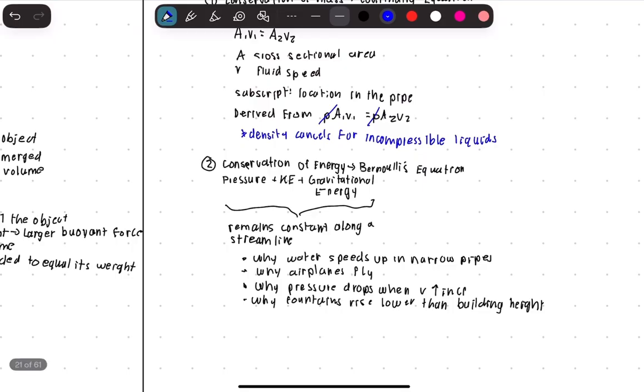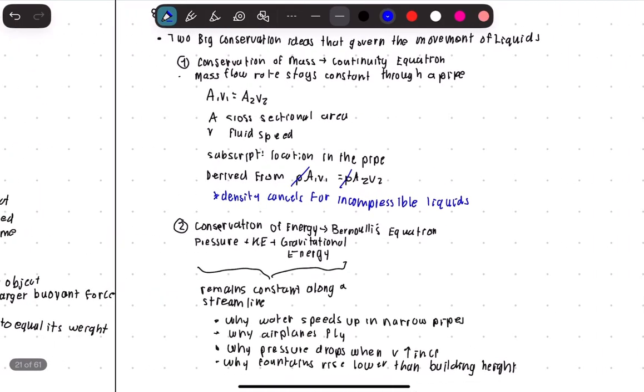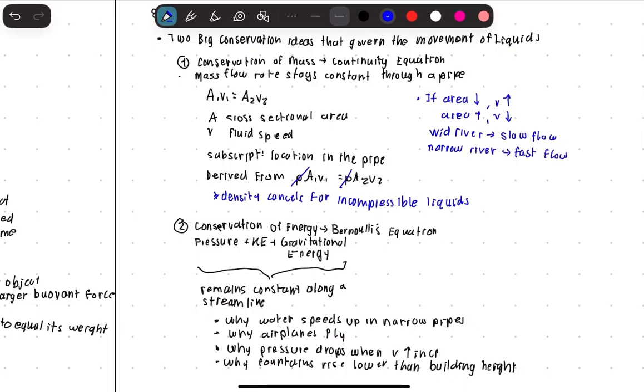Now, here are some statements that you need to memorize. First, if area decreases, velocity will increase. If area increases, velocity will decrease. Also, if you have a wide river, then it will be a slow flow. But if you have a narrow river, it'll be a fast flow.